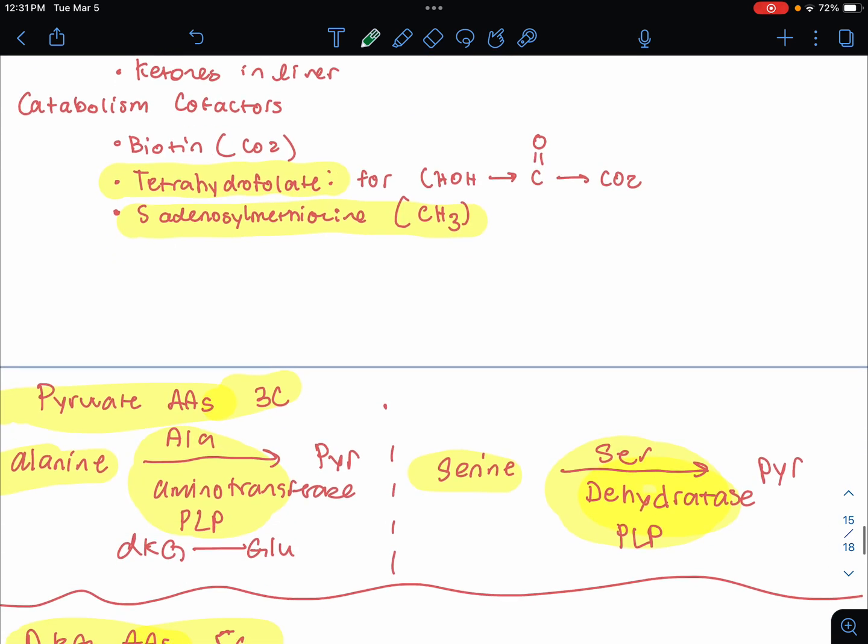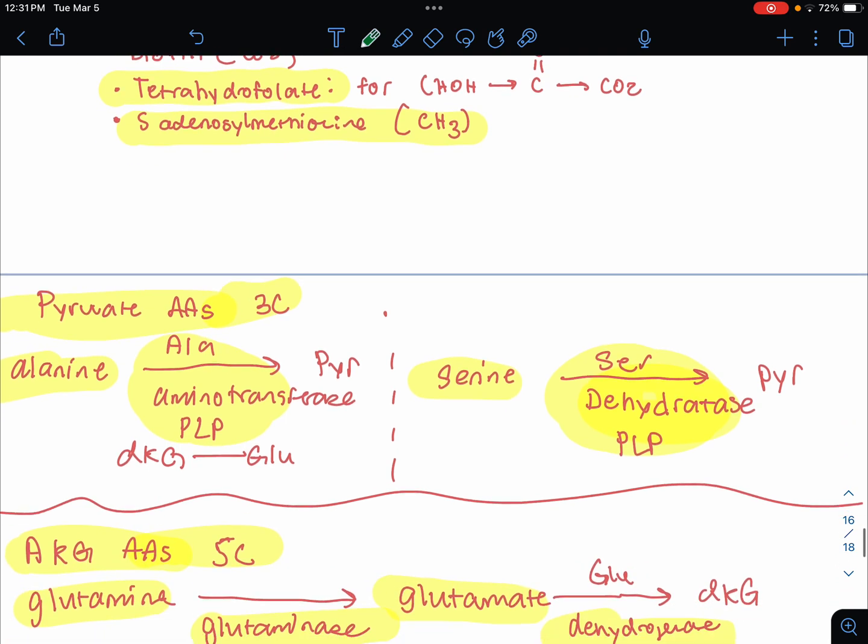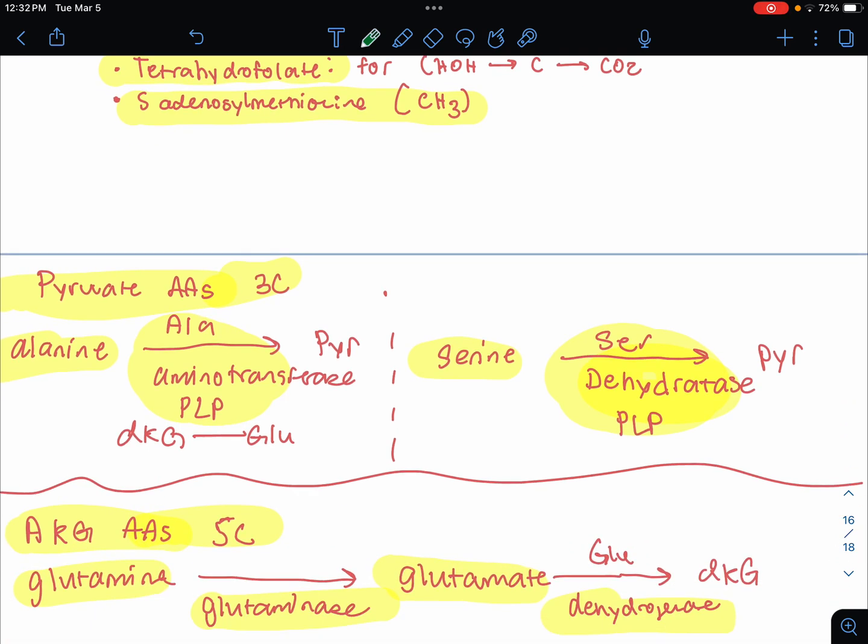Right, catabolism cofactors. In catabolism, we have biotin, which is going to carry CO2. We also have tetrahydrofolate. This is for the CHO, or the C double bond to O, or the CO2. So those are going to be those oxidized intermediates. Next, we have S-adenosylmethionine, which carries methyl groups.